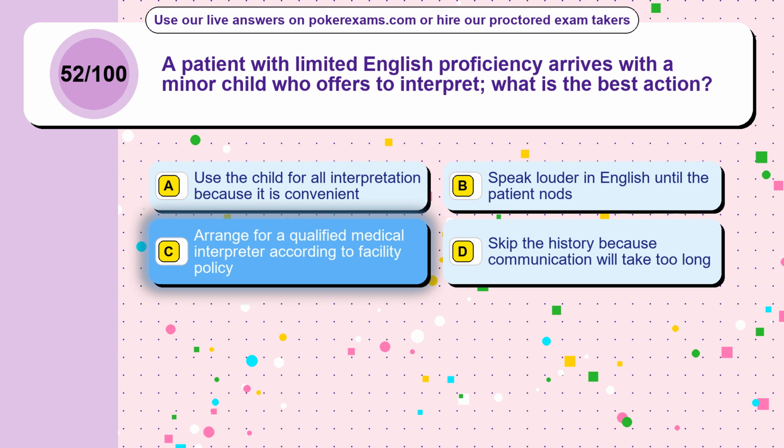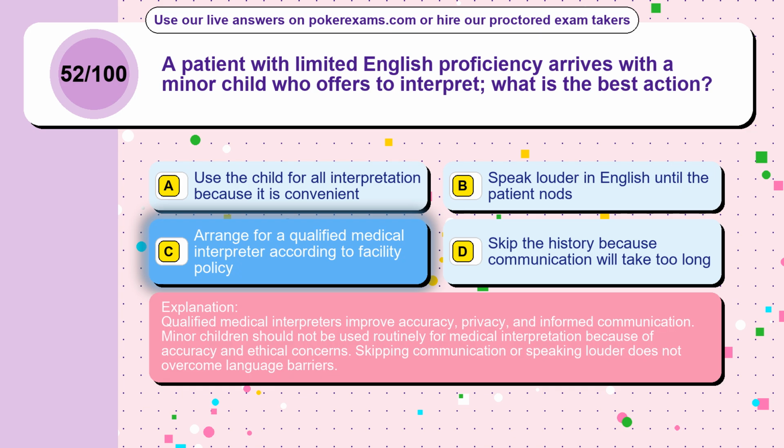Arrange for a qualified medical interpreter according to facility policy. Qualified medical interpreters improve accuracy, privacy, and informed communication. Minor children should not be used routinely for medical interpretation because of accuracy and ethical concerns. Skipping communication or speaking louder does not overcome language barriers.